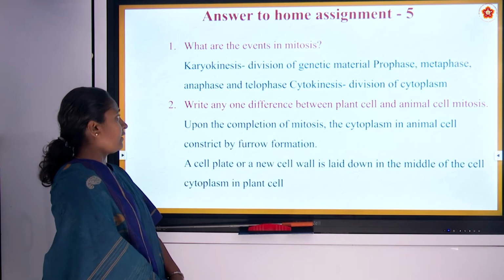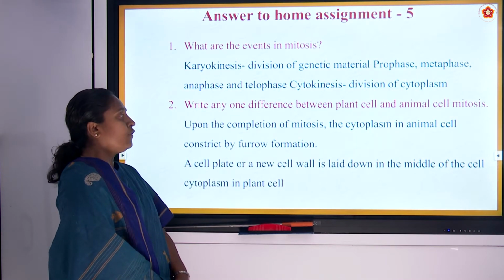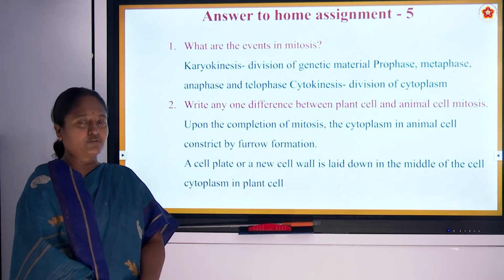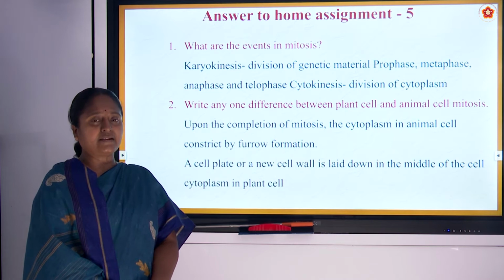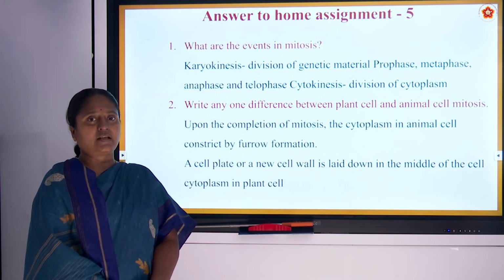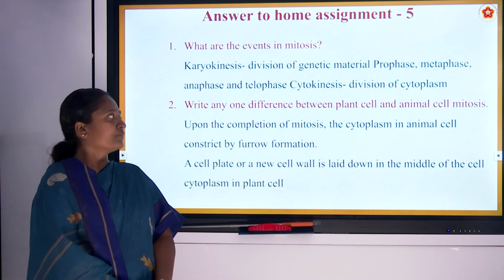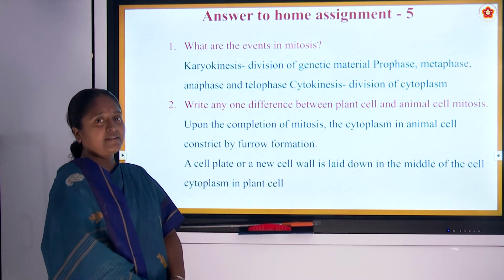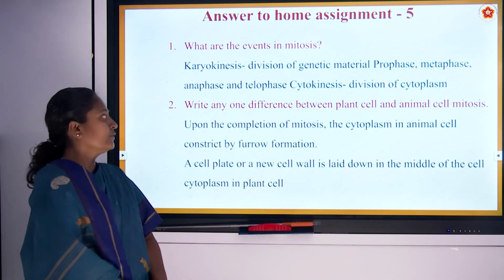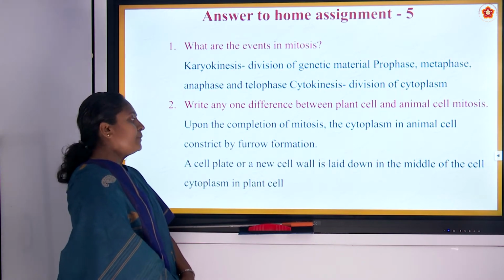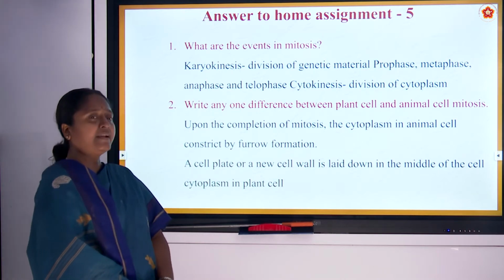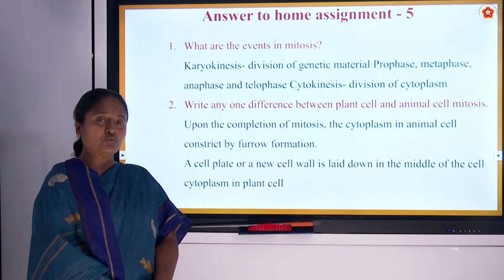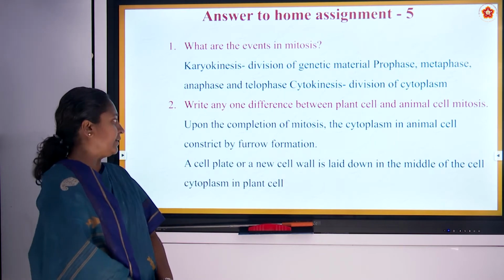The second question asked was, write any one difference between plant cell and animal cell mitosis. So, we have to differentiate plant and animal cells in mitosis, how they differ from each other. Here the major difference we can see is in the cytokinesis, that is the separation of the cytoplasm, right. In plants, a cell plate is formed, which is laid in the center equatorial plane, and the cell is divided into two parts.